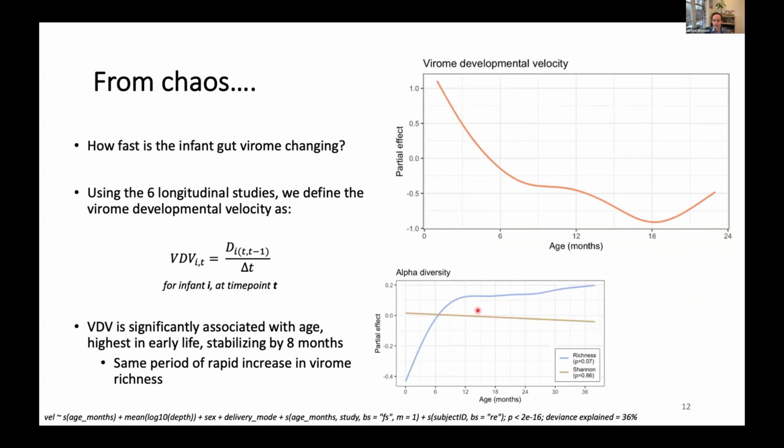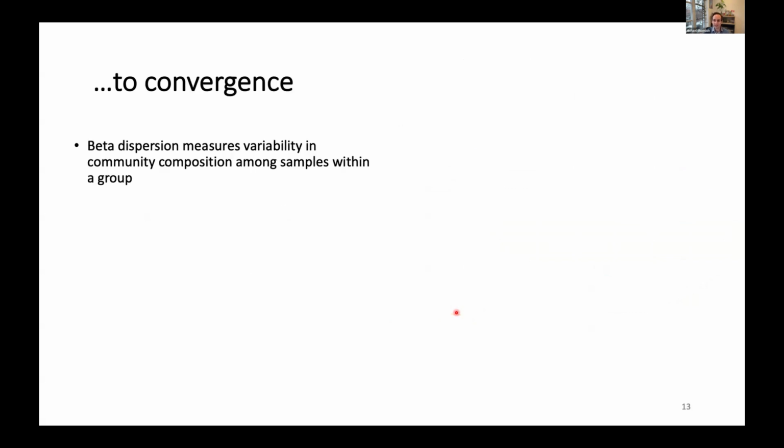And you might recall from one of my earlier slides that we also showed how the first 7 months or so is also the same period where we see a rapid increase in virome richness. So this rapid increase in richness also leads to really significant and important changes between samples during the same period as well. But all of this chaos in the first 8 months or so, how do things stabilize, and do they stabilize? So let's get to the convergence side of things.